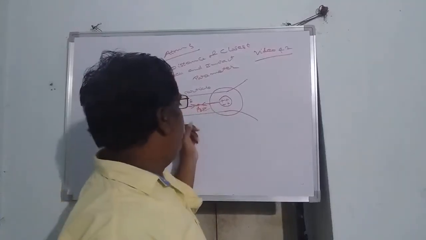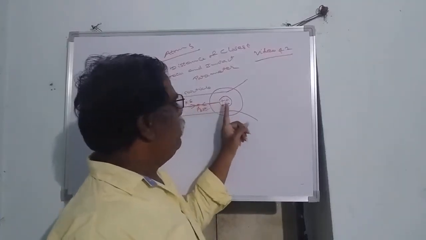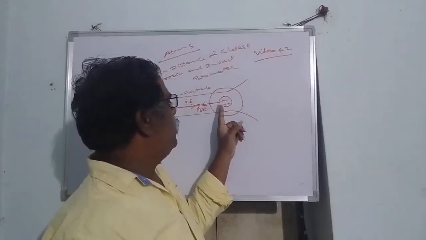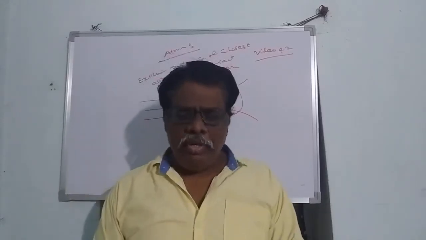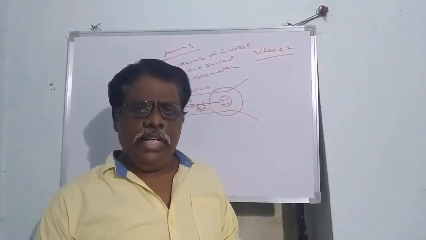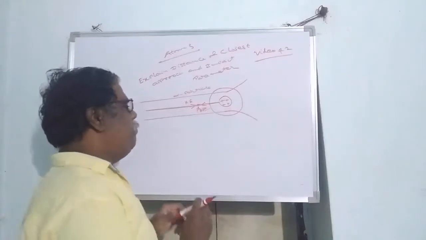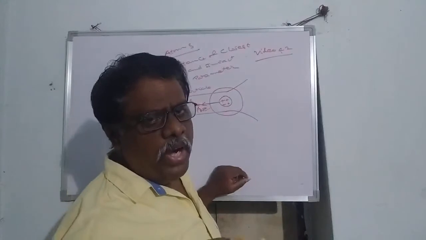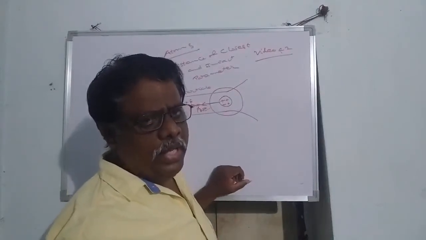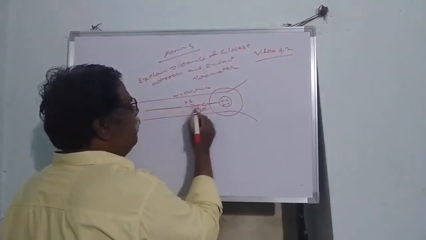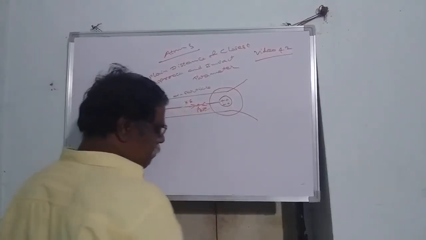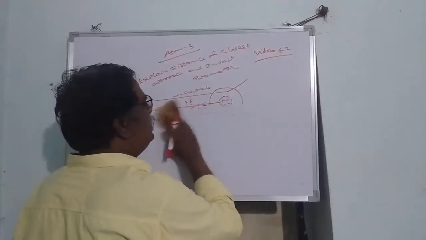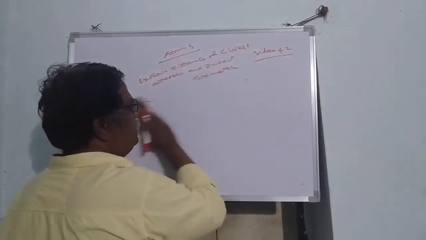Once again, when an alpha particle moves towards the nucleus, there will be a strong repulsive force between this alpha particle and the nucleus. Due to that repulsive force, at a point the kinetic energy of the alpha particle becomes 0. That point is D. It cannot move further and retraces its path. So the point D is called the closest approach. That means kinetic energy decreases and the electric potential energy increases. This is called closest approach.